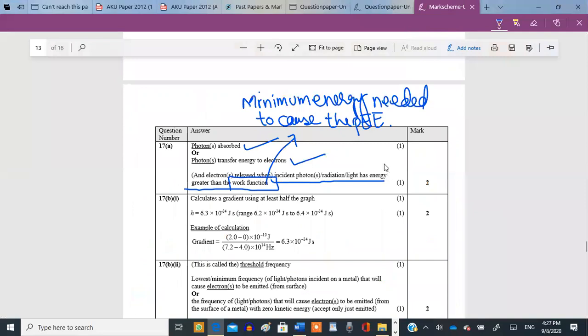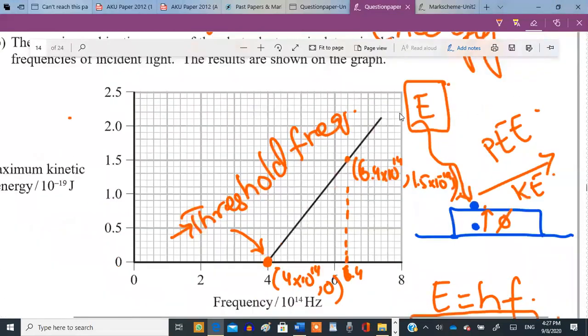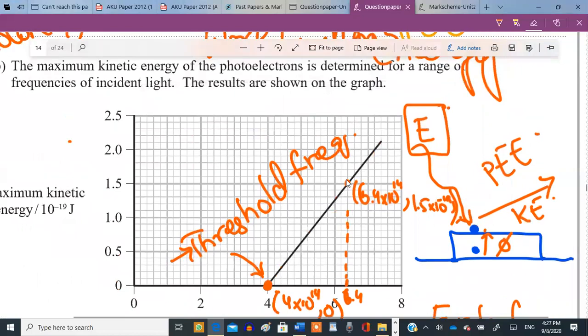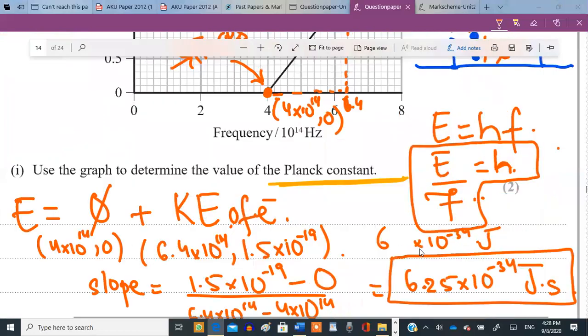So what does the marking scheme say? Calculation for the gradient of using at least half the graph, sorry. Whenever you need to calculate the gradient, try using as much of the space of the line as possible. At least half the graph should be covered while you are calculating the gradient, and that's actually a rule to get an accurate answer. You could have used this point or a point somewhere over here, but not a point too close. Otherwise, that will give you a wrong or non-accurate answer. Clear?